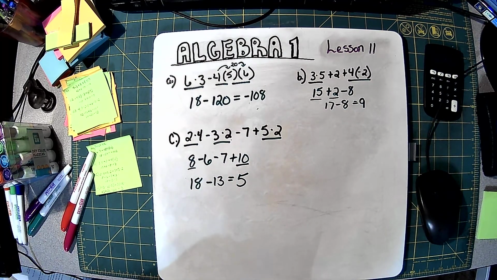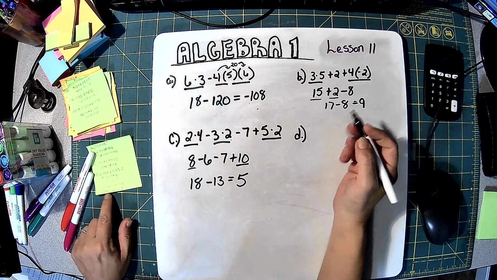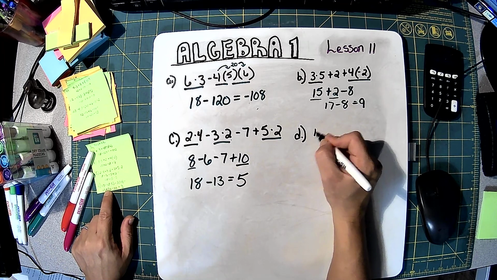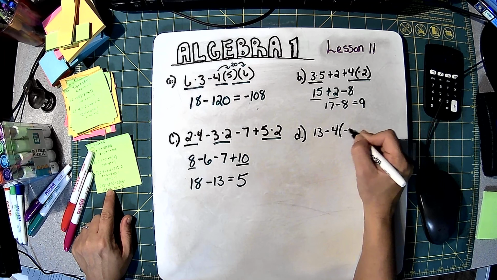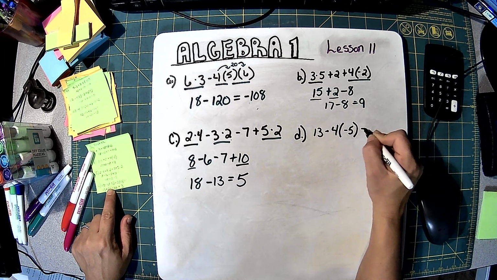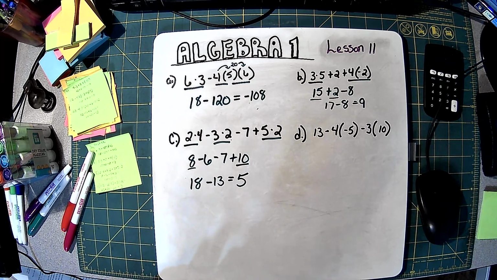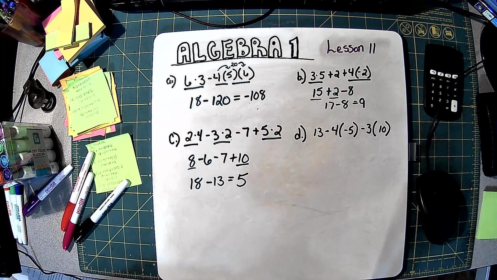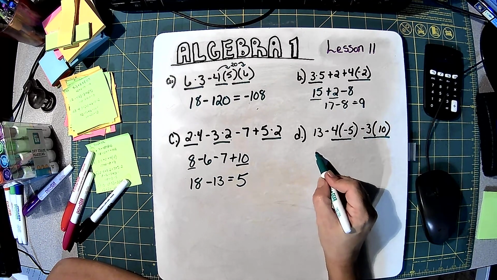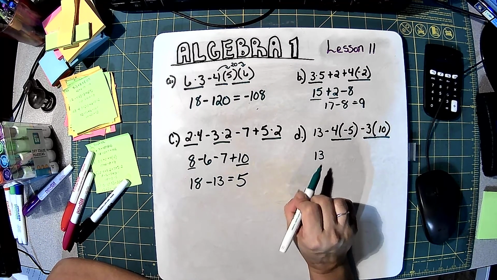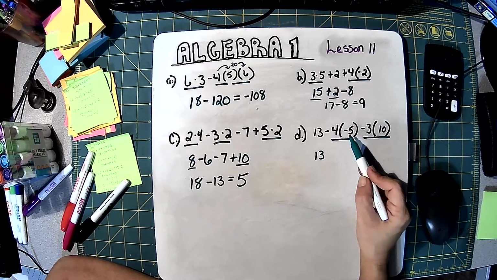And then we have one more. This one's D, and it is 13 minus 4 times negative 5 minus 3 times 10. Okay, so here I'm going to put my multiplication first, so there and there. First I'm just going to bring that 13 straight down because it's not being multiplied, so just leave it alone. And then I have negative 4 times negative 5.